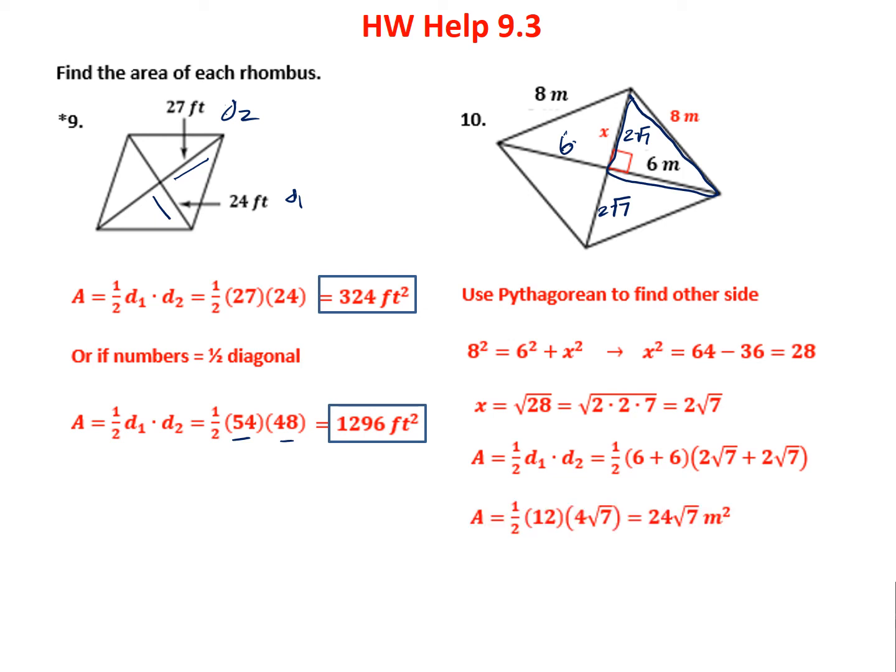Multiply them all together. Half of 12 is 6. 6 times 4 is 24. And we'll just leave it with the radical as 24 radical 7 meters squared.